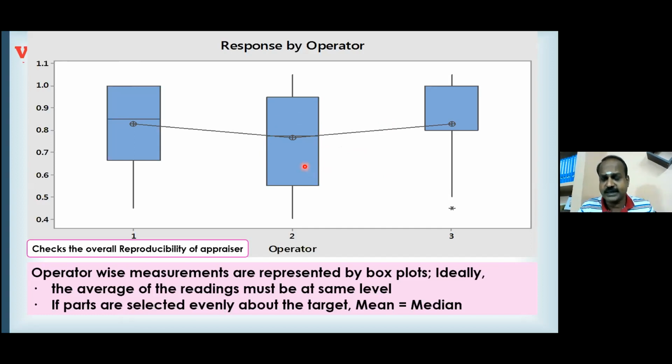If you selected the 10 parts with exactly 5 above the target and 5 below the target, and if you space the points evenly, the median will be equal to the mean. Do you see that happening with operator 2? Yes, the second operator. That means the second operator is correct. Now, instead of advising operator 2, you advise operators 1 and 3. Got it? You can bring down the reproducibility.